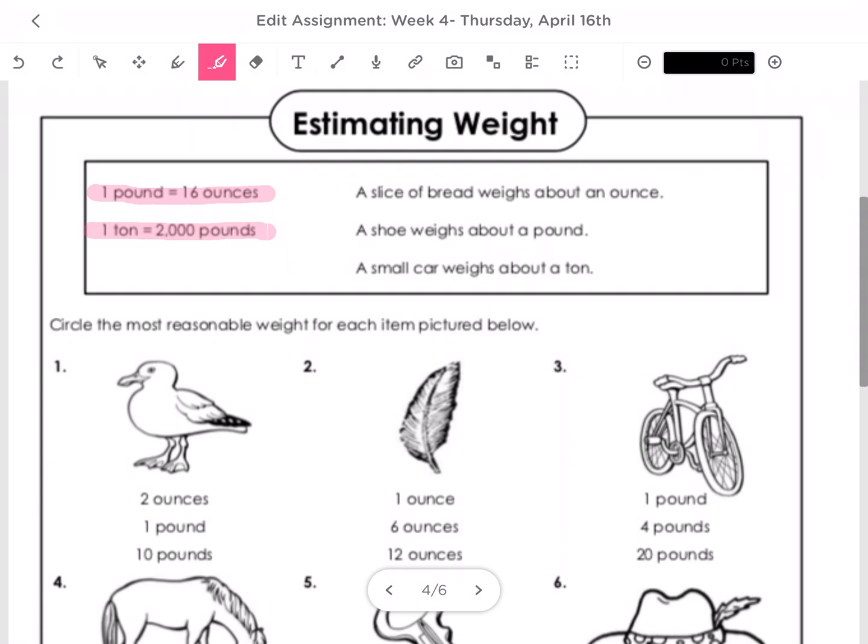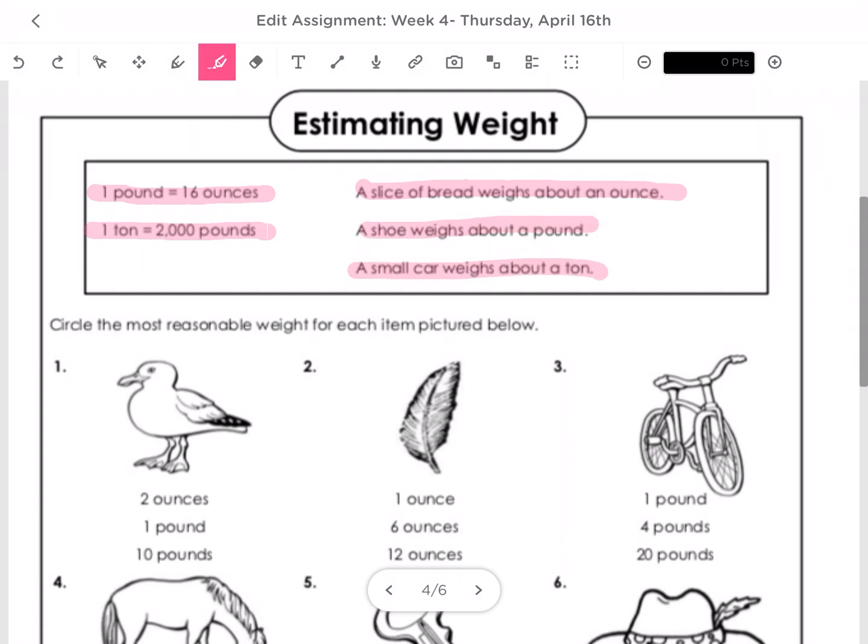To think about what each of these weights looks like, if you have one slice of bread, that's about an ounce. A shoe probably weighs about a pound. And a small car weighs about a ton. You could also think of that as an elephant. Down here, you're going to look at the picture and those three options to see what is the most reasonable weight for each of these pictures, based off of this information up here. This is kind of key.